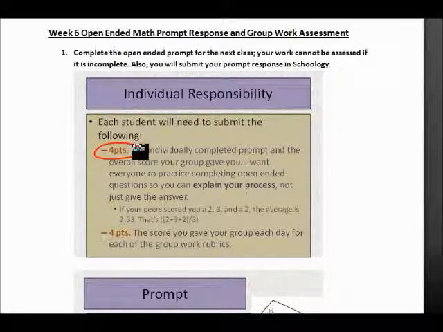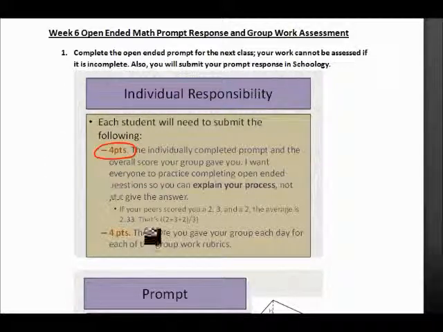At the end of the unit, you will need to turn in the completed prompt and the overall score from your group. And that's an average of those scores. So here, if your 3 peers in the group scored you a 2, 3, and a 2, you would take the average, add up those 3 totals, divide by the number of peers. Your score would be 2.33.